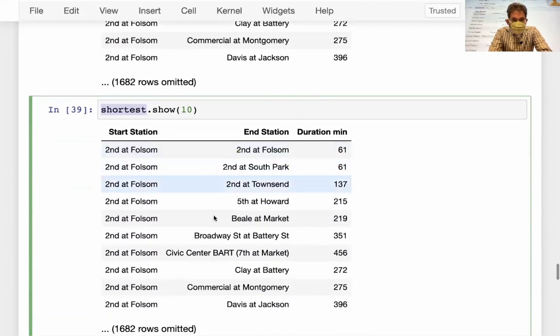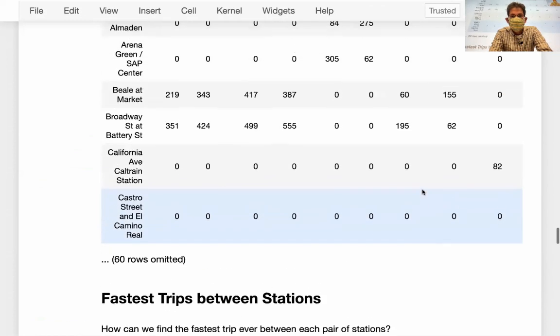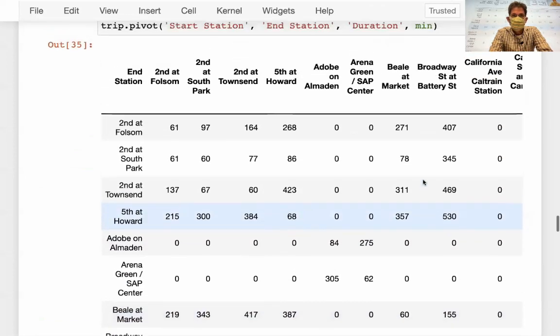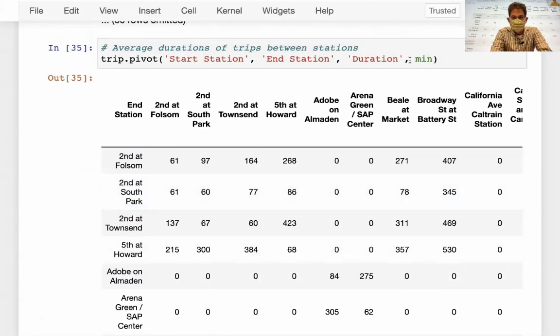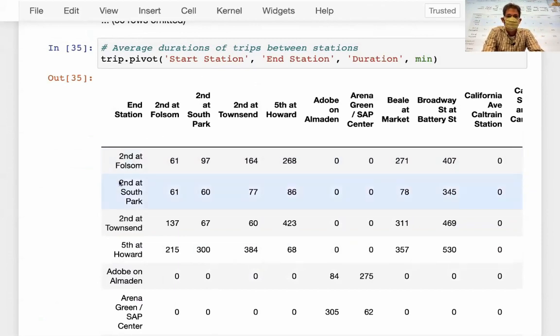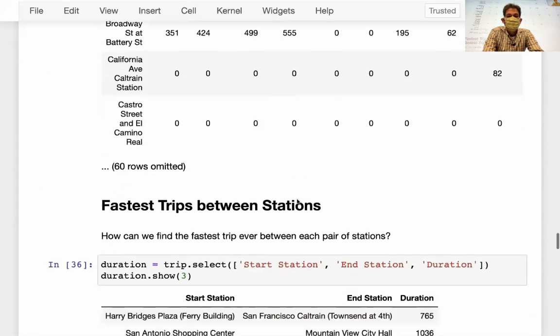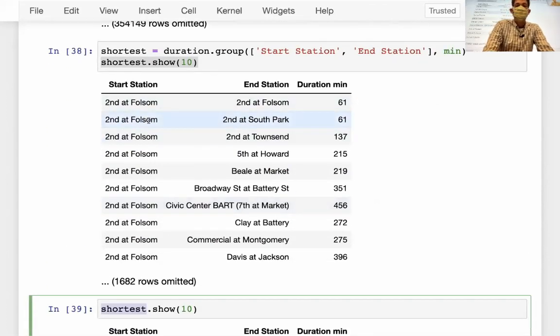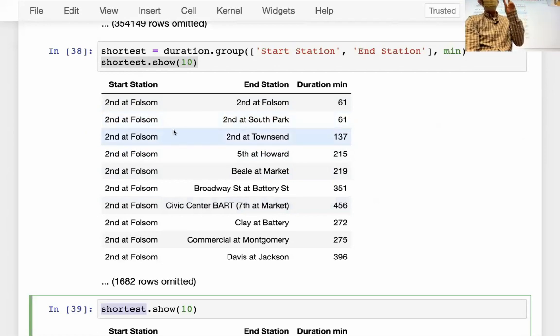How is this table different from this table, which was the pivot-based version? Well, one difference is that we only have one row per pair as opposed to a cell per pair. And the other is that this has a bunch of zeros in it, whereas this only contains rows for pairs of stations where someone actually went. Okay, other than that, it's the same information. This is, I think, more useful for most further work.